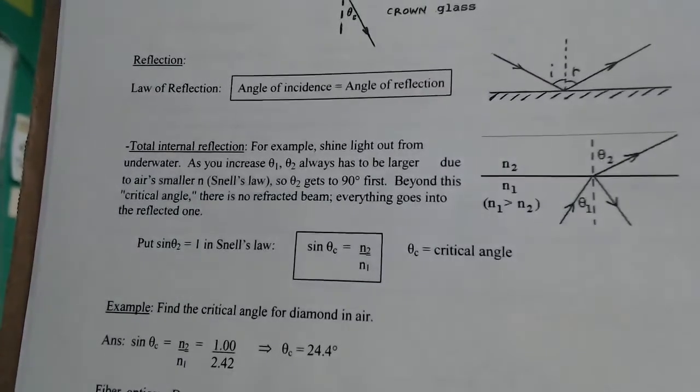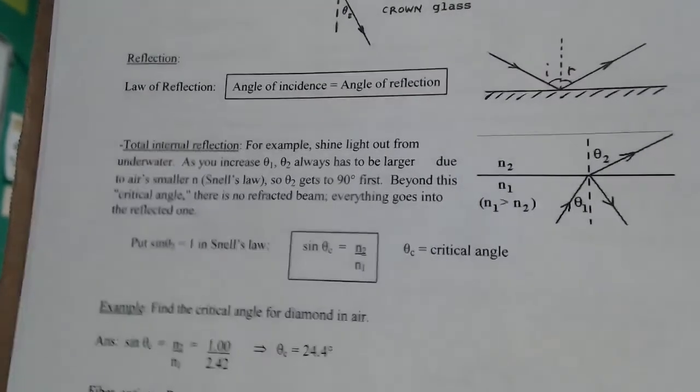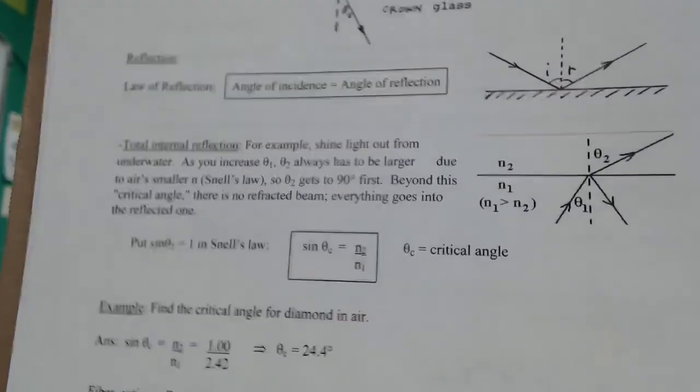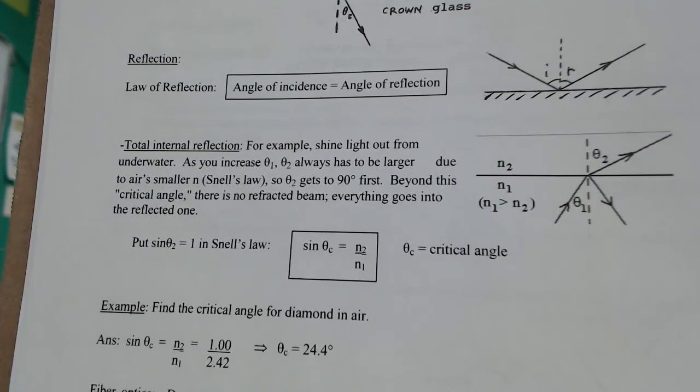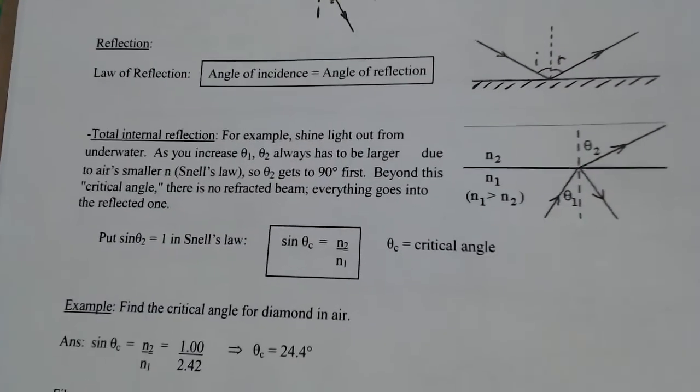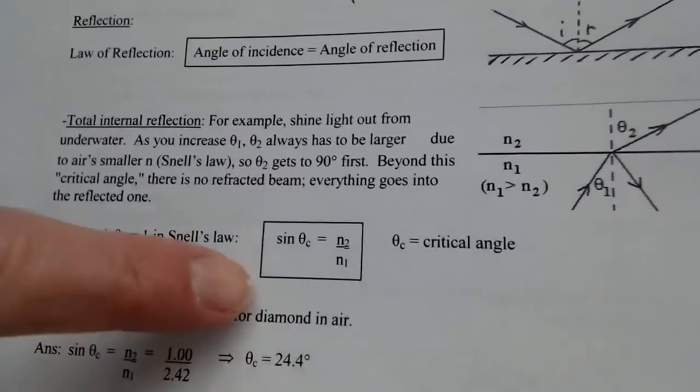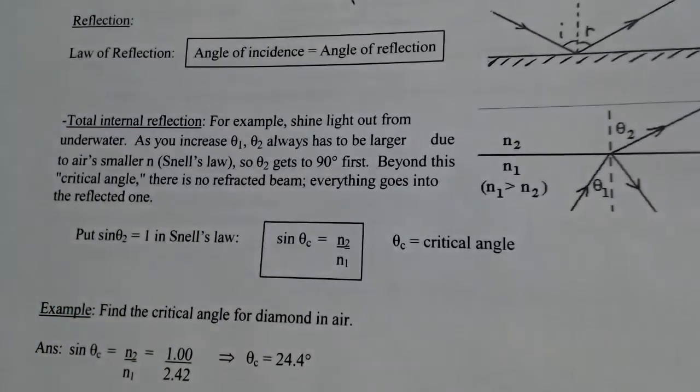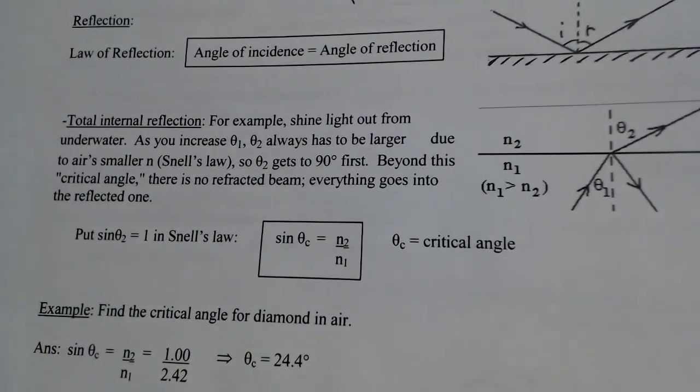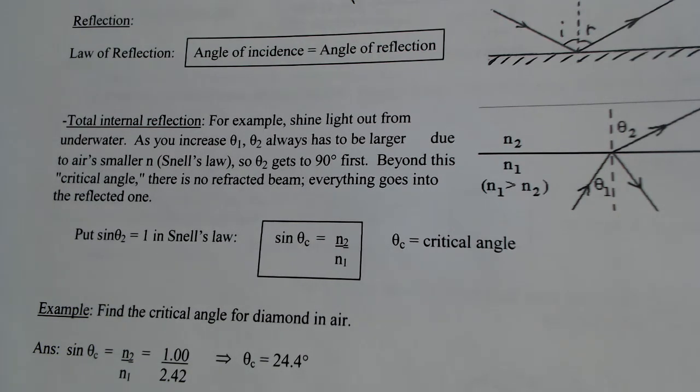Well, it follows from Snell's law. All you have to do is put 90 degrees in for the angle in the air, and then the sine of 90 degrees is 1, and you rearrange what's left of Snell's law, and that's where this equation in the box here comes from, that the sine of the critical angle is equal to the ratio of the refractive indices.